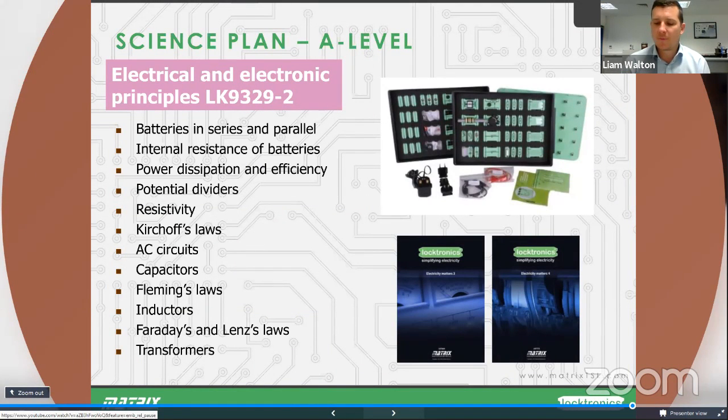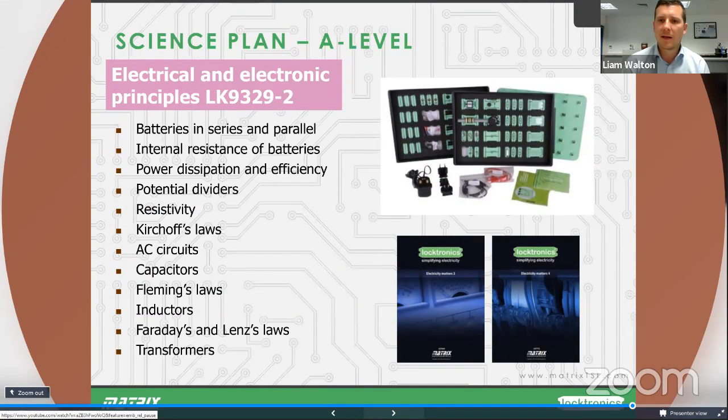So, physics, science. Looking through the A-level physics syllabus, there are a few kits that really stand out in the Matrix offering as being applicable to deliver the learning outcomes that are demanded from this syllabus. And the first of those is what I'd call a second tier kit from Matrix. And that's the kit that's known as the Electrical and Electronic Principles, LK9329-2. This kit is supplied, as usual, in the storage boxes.